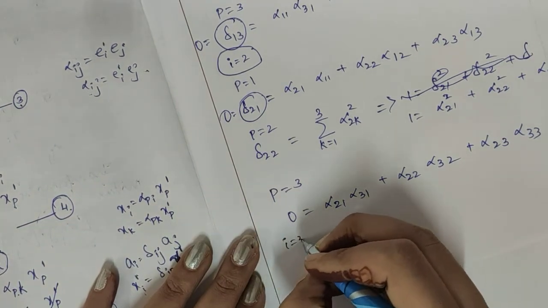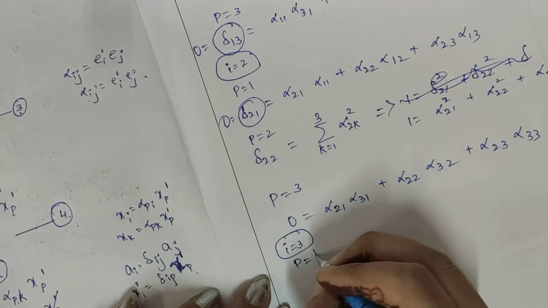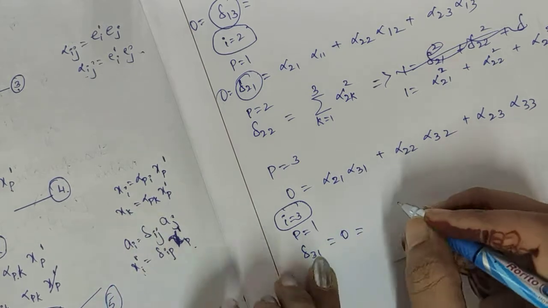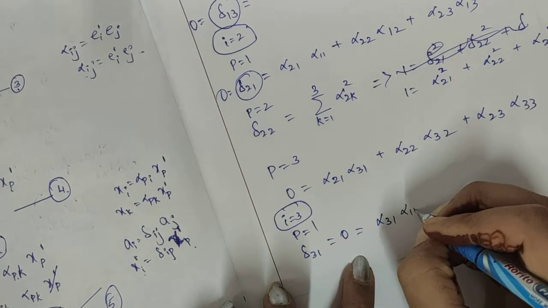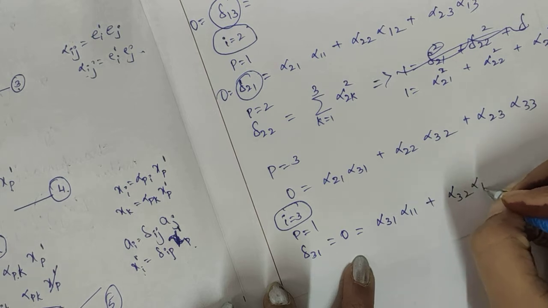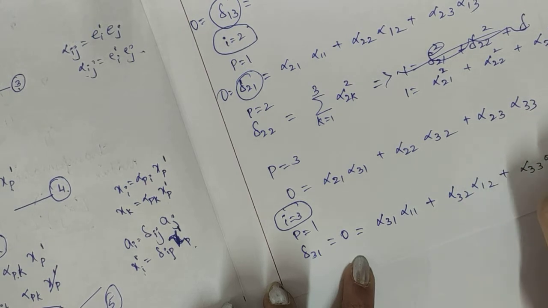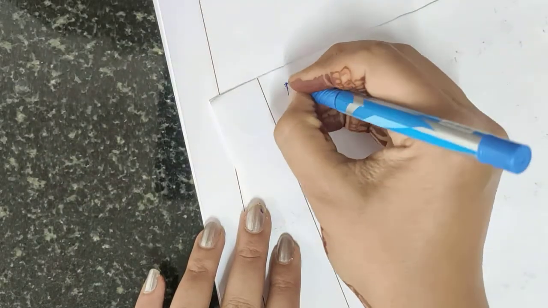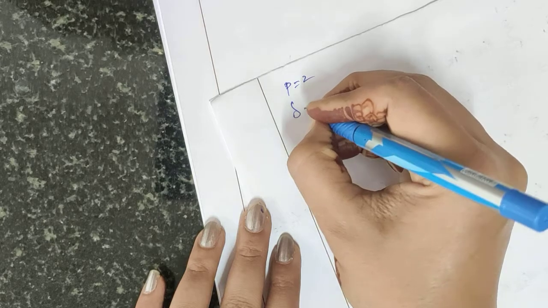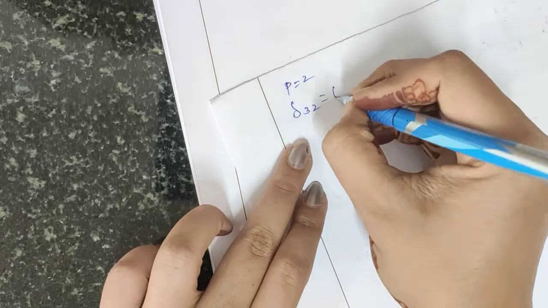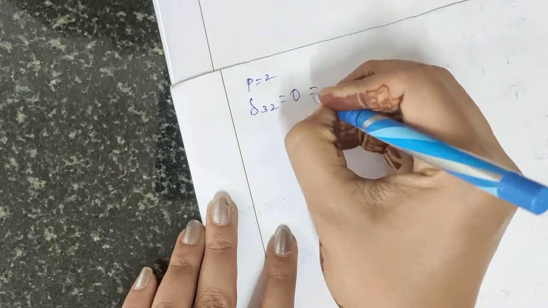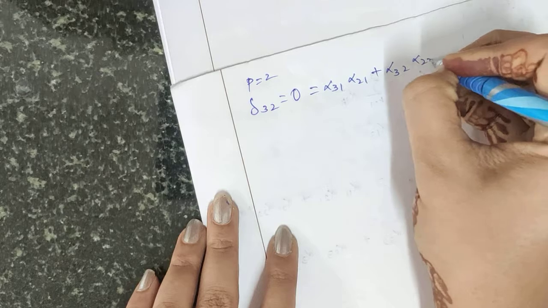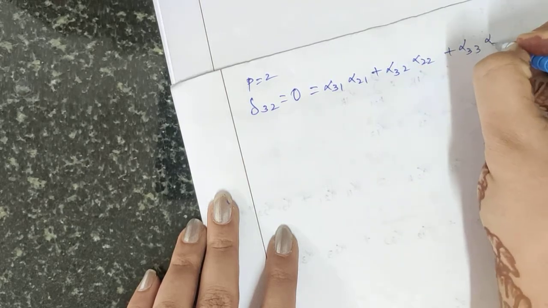Again you have to consider i is equal to 3. In that, if p is equal to 1, you will be getting delta 3 1, which is 0, and this will be equal to alpha 3 1 alpha 1 1 plus alpha 3 2 alpha 1 2 plus alpha 3 3 alpha 1 3, right? So when p is equal to 2, you will be getting delta 3 2, and the value of delta 3 2 is 0. This will be equal to alpha 3 1 alpha 2 1 plus alpha 3 2 alpha 2 2 plus alpha 3 3 alpha 2 3.